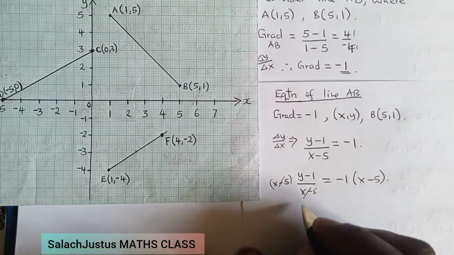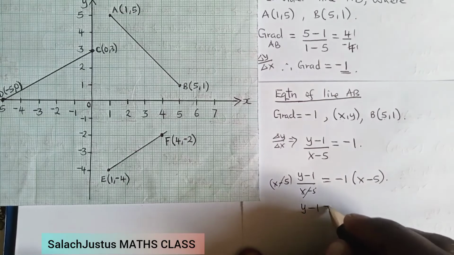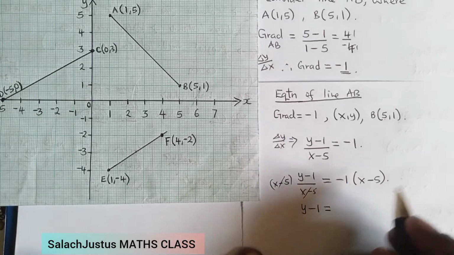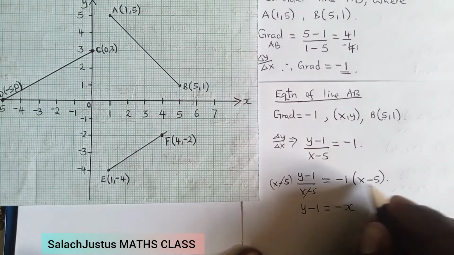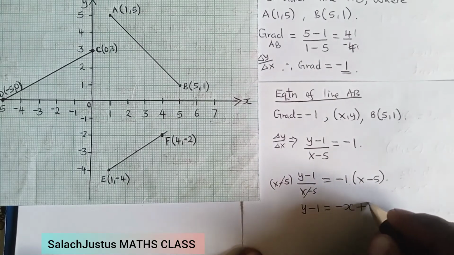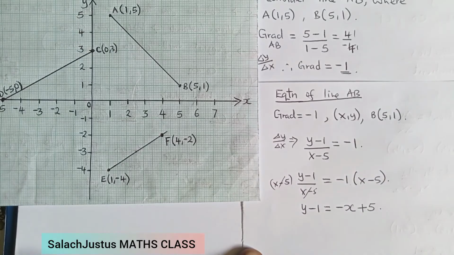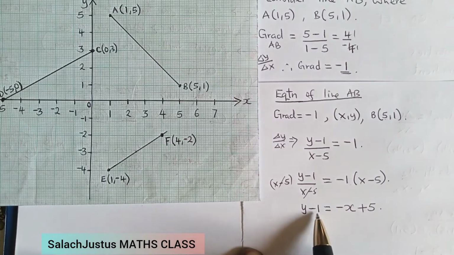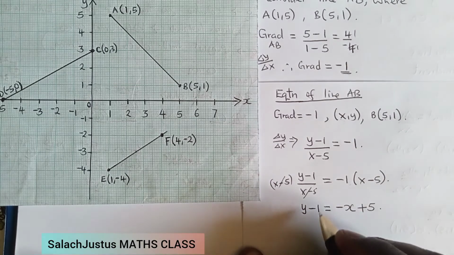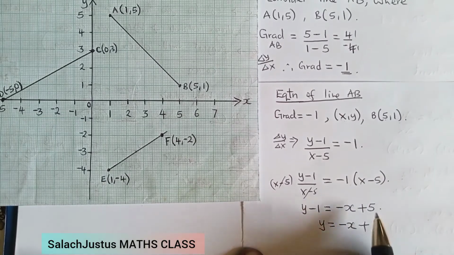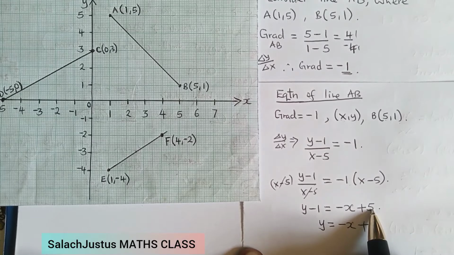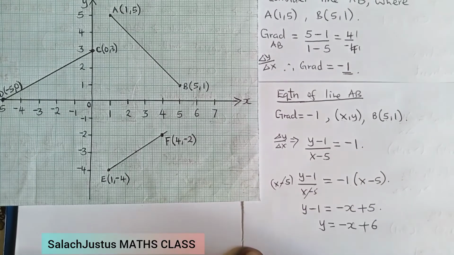And we are left with y minus 1 is equal to, open the brackets on the right, negative 1 times x is negative x, negative 1 times negative 5 is a positive 5. Collecting like terms together on both sides, we shall take this guy over to the right hand side by adding 1 to both sides. So adding 1 to both sides shall give us y equal to negative x plus, so we are bringing a plus 1 here, so 1 plus 5 we shall get a 6.